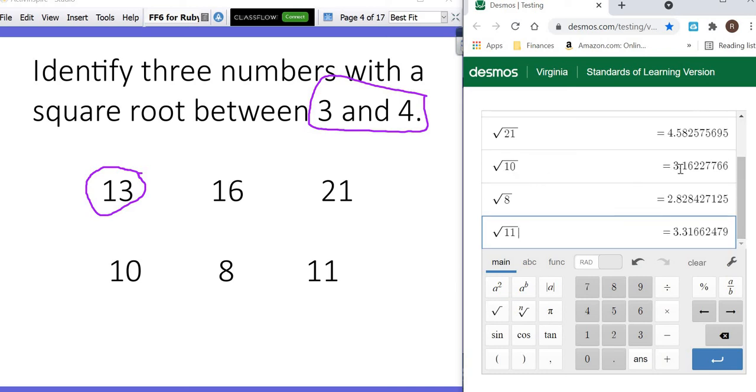Then let's look at the square root of 10. Starts with a 3, has decimals. That means the square root of 10 is between 3 and 4. This one starts with a 2, so that won't work. We're looking for a 3.